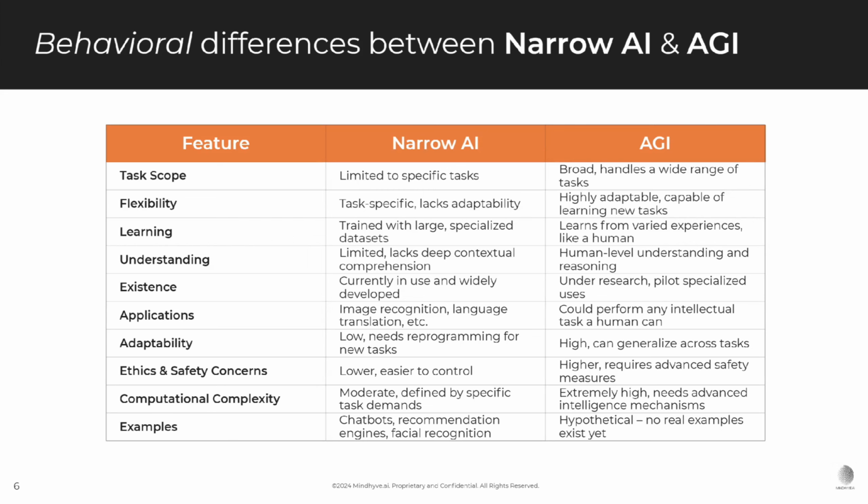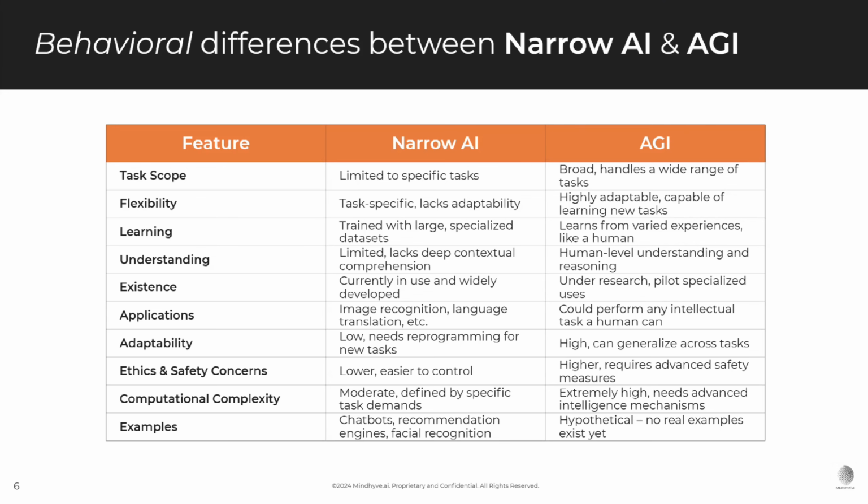Whereas AGI, it keeps learning. Its knowledge, its cognitive behaviors, its intelligence, its ability to reason, its ability to deduce and come up with novel concepts. It's a constantly learning and evolving system, just like a human brain. And so on and so forth. Understanding: narrow AI lacks contextual comprehension. AGI comprehends and understands things at human levels of reasoning.